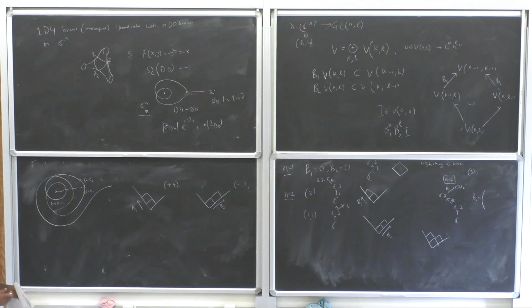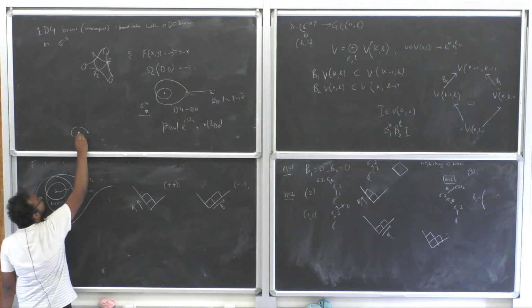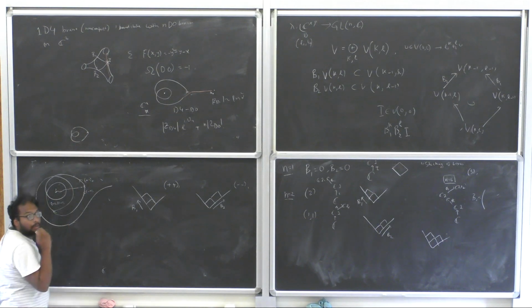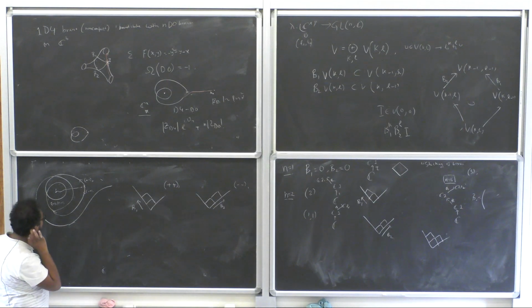I can define a stack. That would be just the D0, so I identify this. How is that related to the C star cube? That's the potential for that curve. Okay.